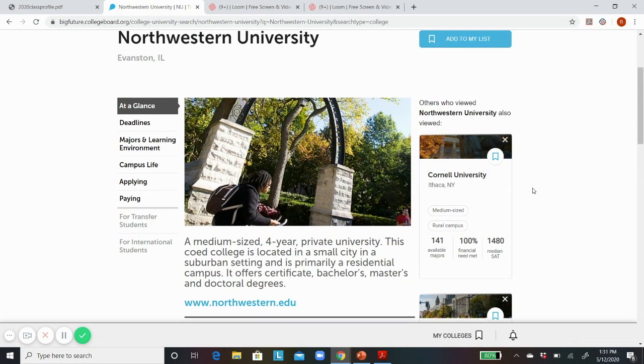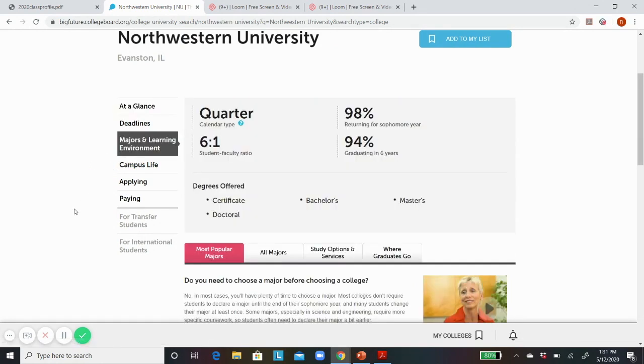Now, relative to academics and the academic fit criteria, there's two places we want to look at. One is the majors and learning environment. And this will give us the student to faculty ratio, which is relatively low. So you can guess that your student will be in smaller classes with more personalized attention potentially.